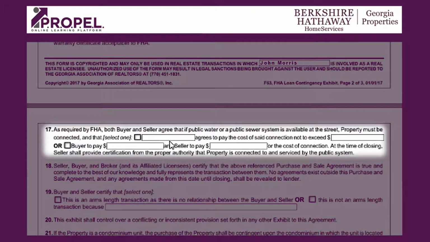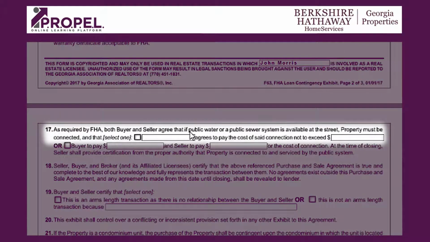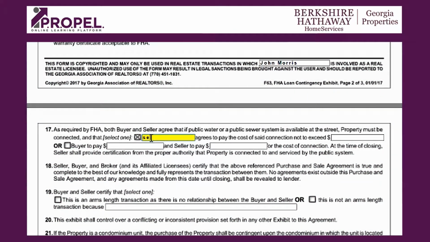This talks about public sewer and public water. If it is already attached, then you don't need to do anything. If it is not, then you're going to check one of these boxes. Both buyer and seller agree that if public water or a public sewer system is available at the street, property must be connected. You would check here, buyer or seller. Seller agrees to pay the cost of said connection not to exceed blank amount. Let's just say, again, another $1,000. So in theory, at this point, if this was the contract, your seller would be subject to $2,000 in total fees, $1,000 for the FHA plus this.